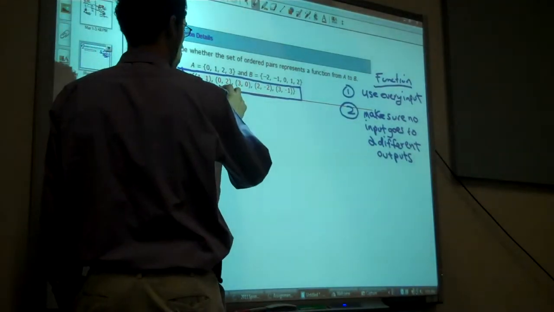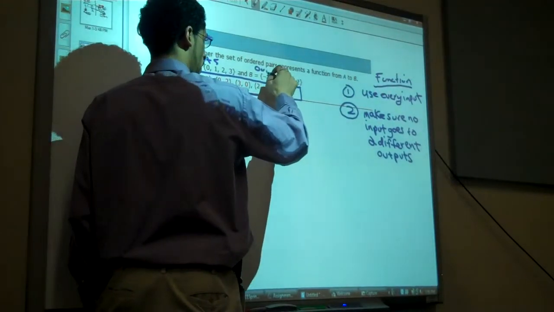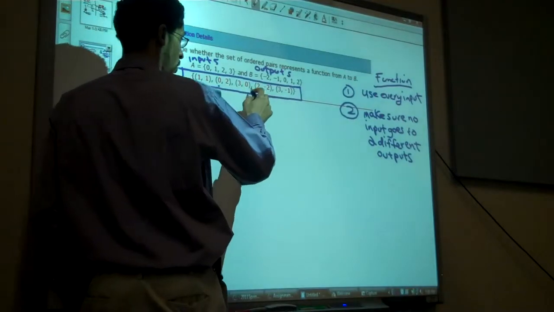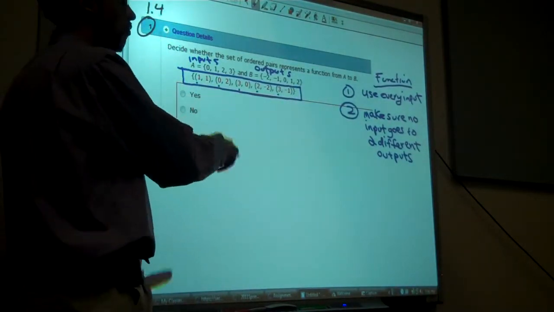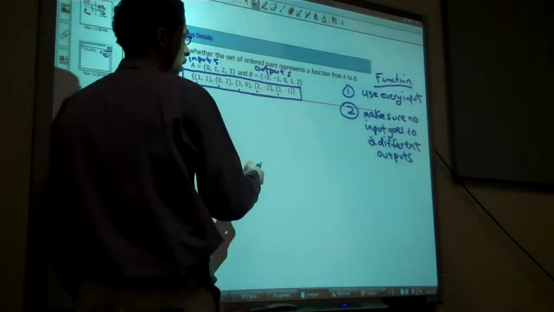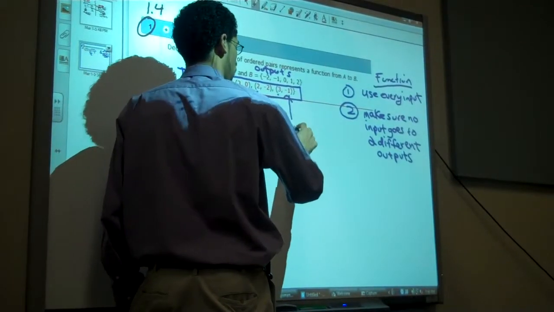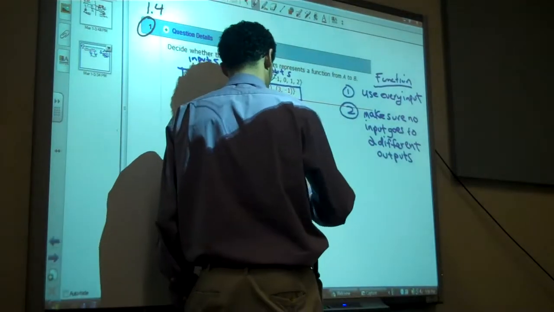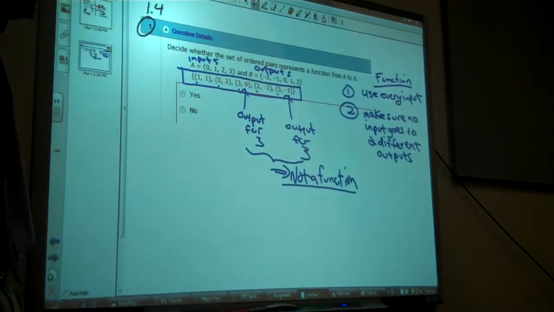So, zero is used, one is used, the inputs are the A, the outputs are the B. Zero is used, one is used, two is used, and three is used. But here it is again, used the second time. It doesn't violate the first one, and it wouldn't violate the second one if they had the same output. But this is the first output, and here's another output for the same input. It's not a function. Okay. And the second question, number two, is just like that.